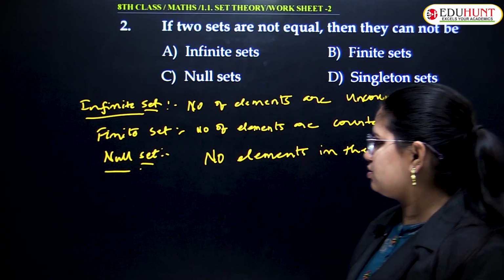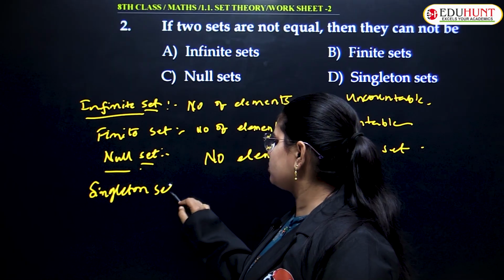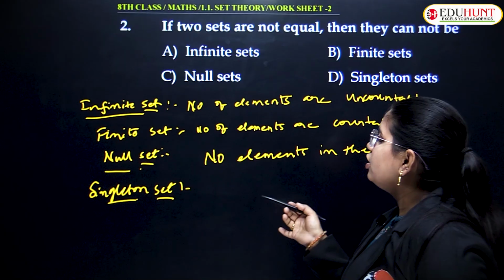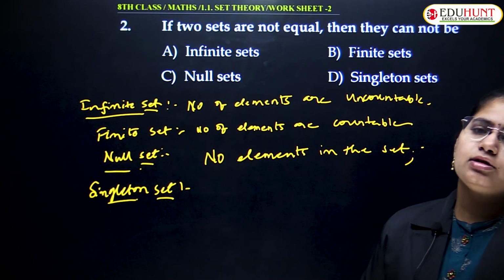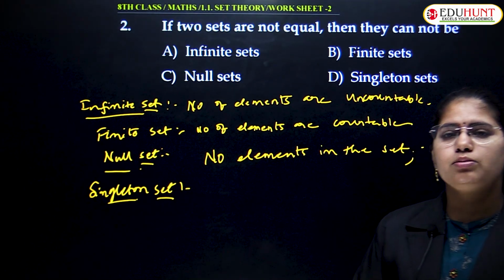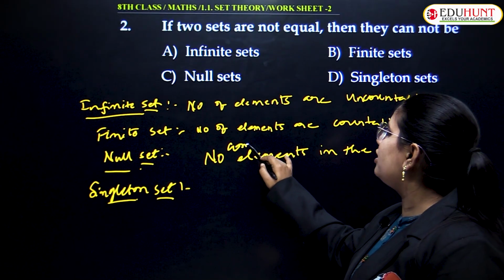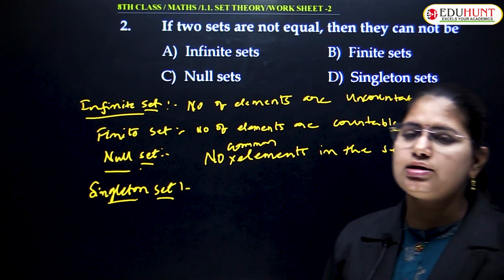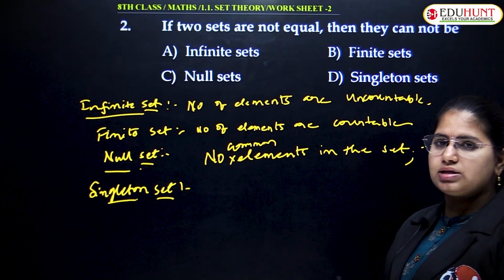Next, singleton set. First, how do you define a null set? It can be defined in two different ways. If you have no elements in the set, that is a null set, and if you find no common element between both sets, then in that case also it is a null set. I am adding just one word: no common element in the set. A null set is a set where no common elements were found between two different sets. That is defined as a null set.